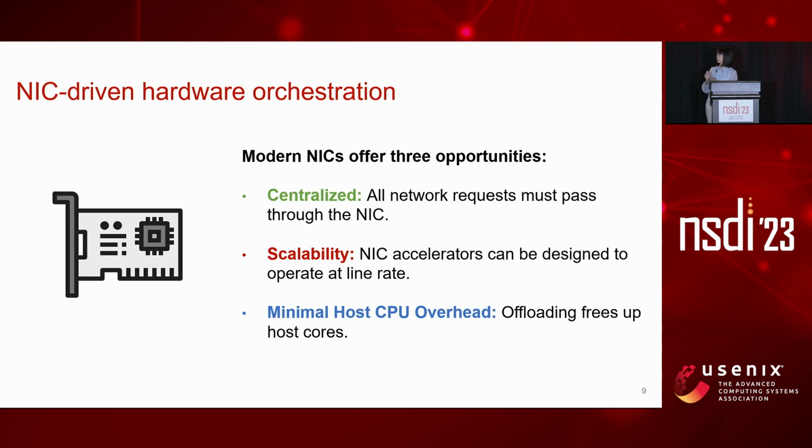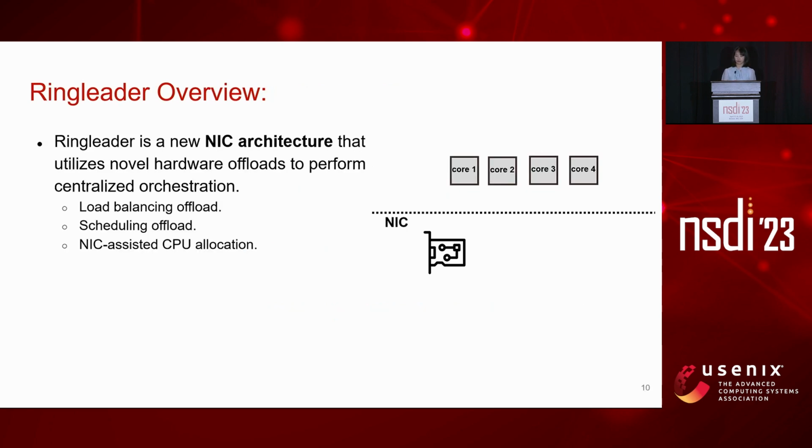Modern NICs offer 3 unique opportunities for this problem. First, NICs sit at the centralized point of the network, as all network requests must pass through the NIC. Second, NIC accelerators can be designed to operate at full network line rate to meet the scalability requirements. Lastly, offloading orchestration tasks into the NIC hardware could free up a whole CPU core and remove the inter-thread communication overhead. We present Ringleader, which is a new NIC architecture that utilizes novel hardware offload to perform orchestration.